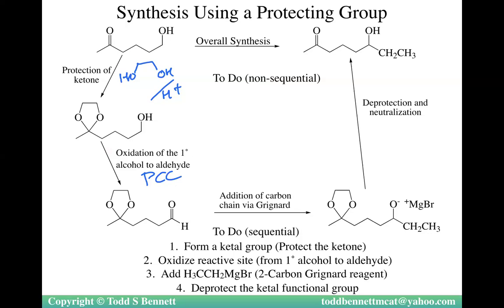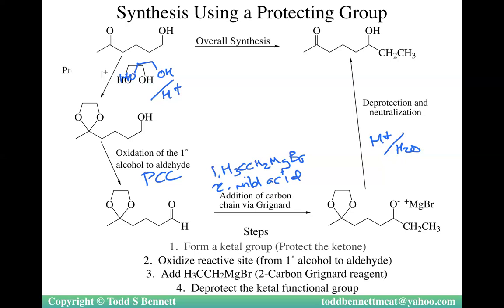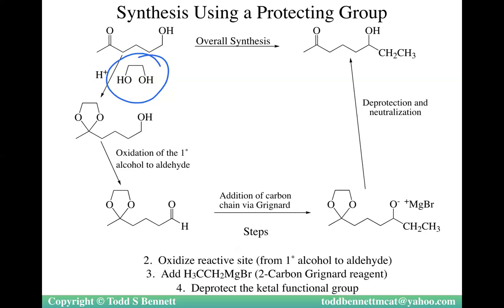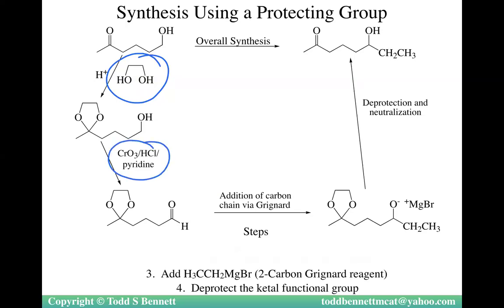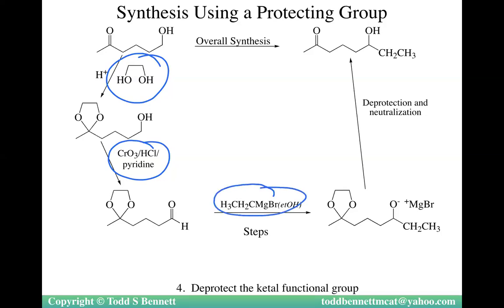The Grignard reagent, we need 2 carbons, so make sure it's MgBr with an ethyl. Step 1, step 2, mild acid. And then last but not least, need to deprotect. And that's where you put on acid water and take it back off. Okay, so first step, that as mentioned. Second step, PCC, chromate with pyridine. Step 3, the Grignard reagent we just mentioned, followed by acid workup.